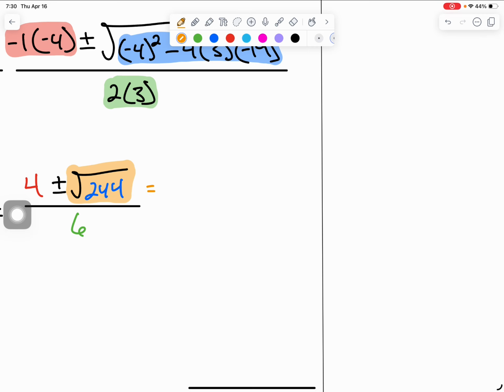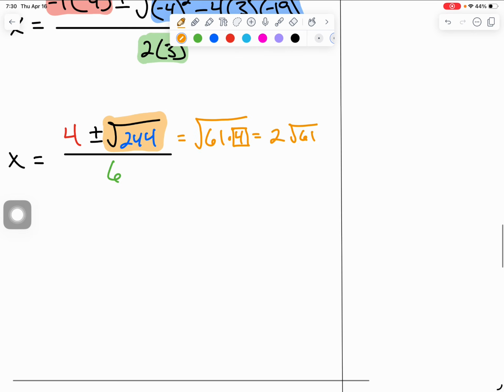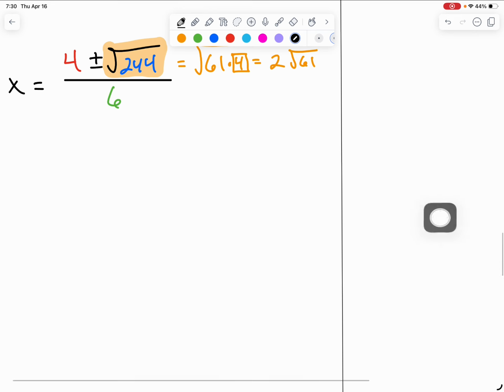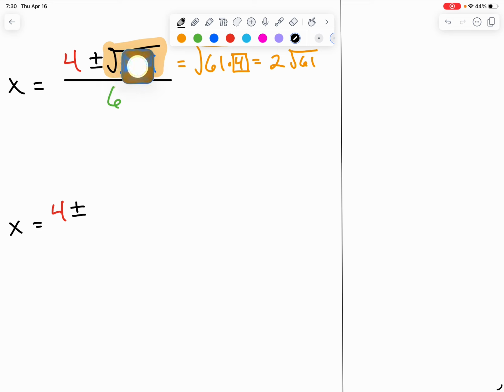So this is equal to the square root of 61 times 4, which is equal to, well, if 4 is our perfect square, the square root of 4 is 2. We'll leave the root 61. And now we just have a simple rewrite. X equals 4 plus minus. So instead of writing this that we highlighted, we have simplified it to 2 root 61. And then we will set that over the 6.